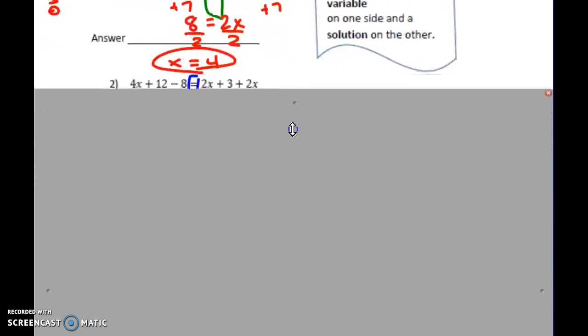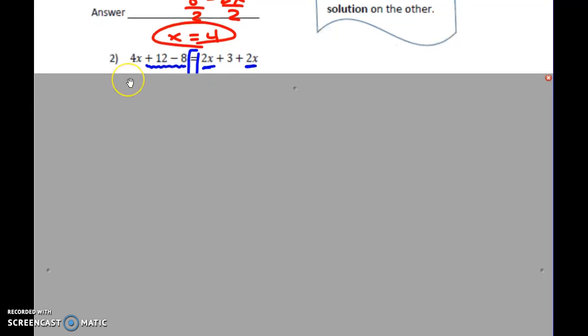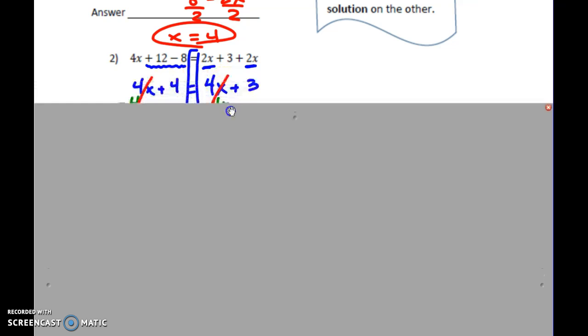The next question starts out looking pretty complicated, but there's no parentheses. So remember, you don't have to distribute unless there is parentheses. But you can tell that it's really crowded on this side and it's really crowded on this side, which means we do have some combining to do. So positive 12 minus 8 gave us 4. The 2x and the 2x gave me 4x.